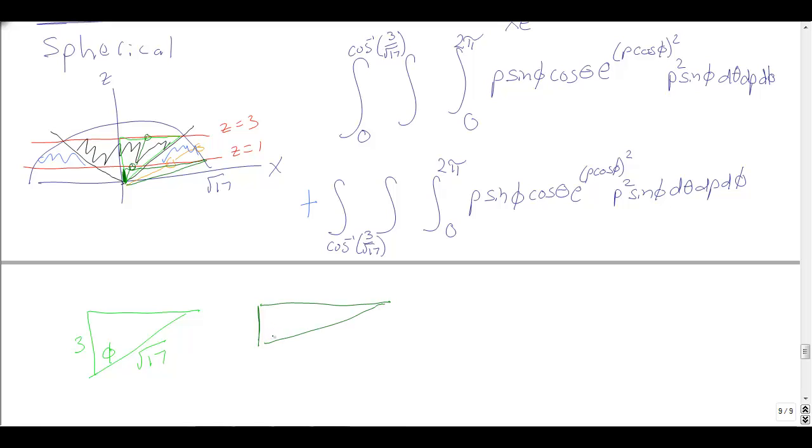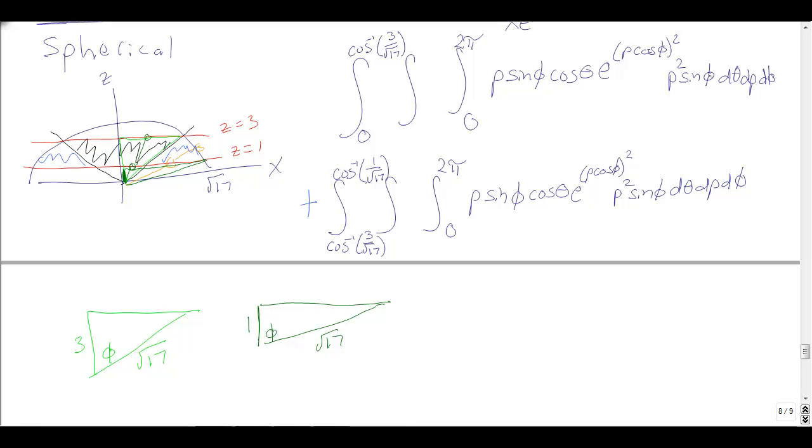Here's really the phi that I care about. That should be something slightly less than pi over 2. This leg is going to be 1 because that plane is z equals 1. And again, the hypotenuse is square root 17. So we get phi being another inverse cosine. So cosine inverse of 1 over square root 17. So there's our phi bounds.